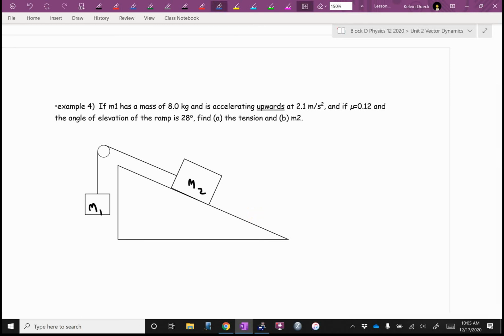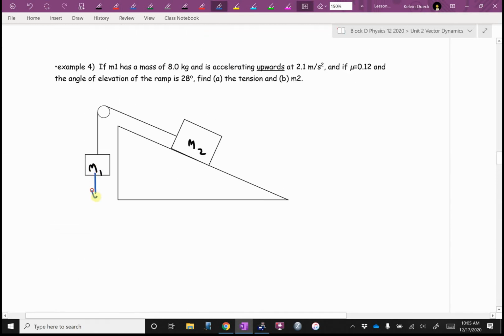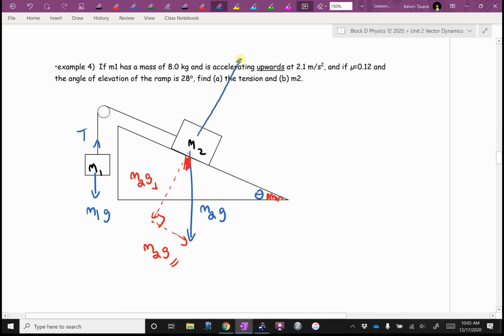Free body diagram. Is this the last one, Mr. Dewick? I think it is. Yeah, okay. M1G, tension. Theta's there. M2G, pause, components. Color, color, color. Normal force number 2. That's way too big, I think. There, about like that.